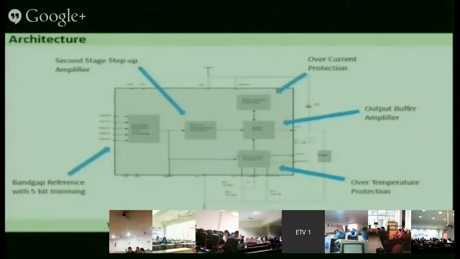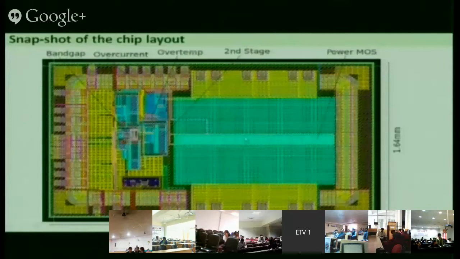There is a temperature sensor which is sitting on the chip. It keeps on measuring the temperature. As the temperature increases more than 140, it shuts down the chip. The chip is shut down, so the temperature will settle. So these are the various blocks, and this is the circuit after designing, after layout. So this is how it will look like.